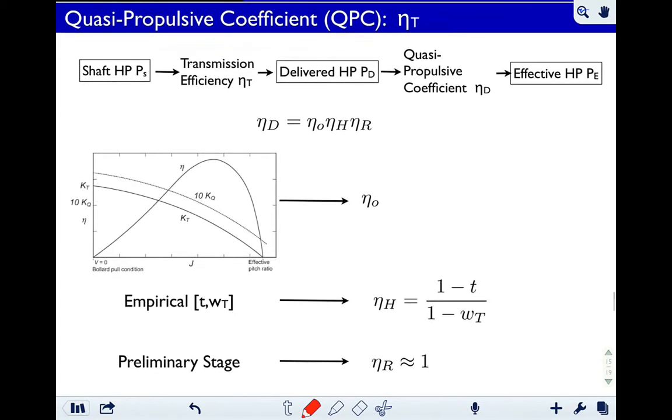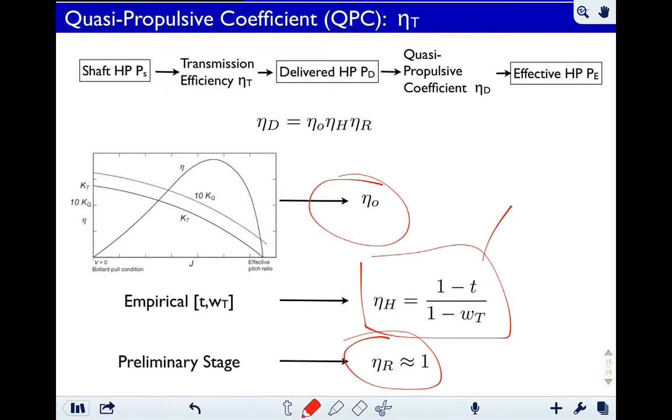So we come back to our quasi-propulsive coefficient. Eta naught we're going to get from open water tests. We'll be doing that on Thursday. You'll be doing that in your homework. And we'll be doing that also in the lecture a week from this Thursday as well. We'll be doing that again. Then you have this rotation efficiency, which we're going to call 1. And finally, the hull efficiency, which is 1 minus T over 1 minus WT.